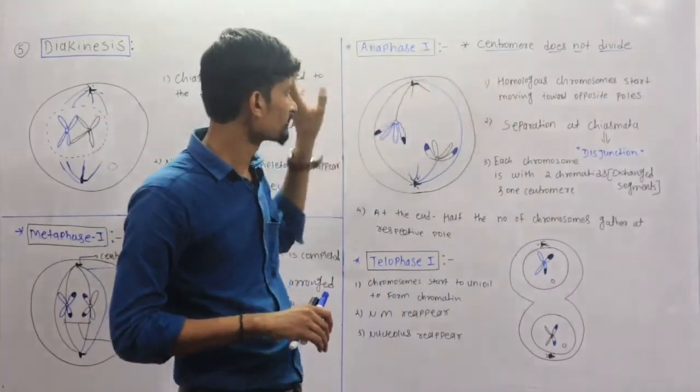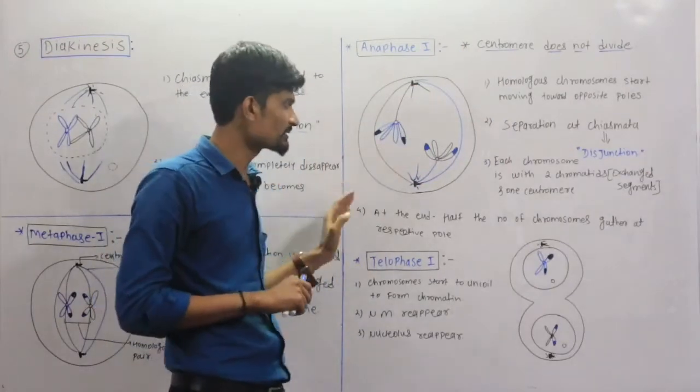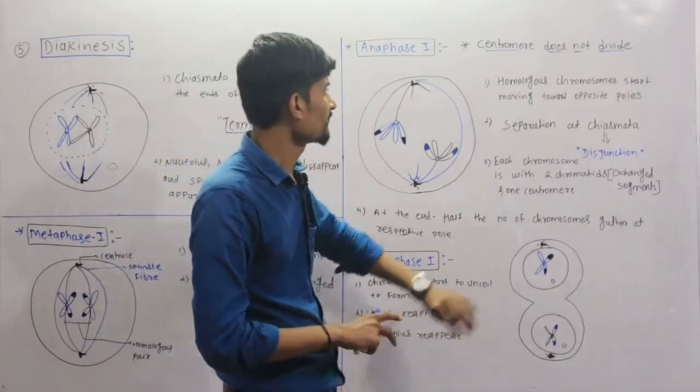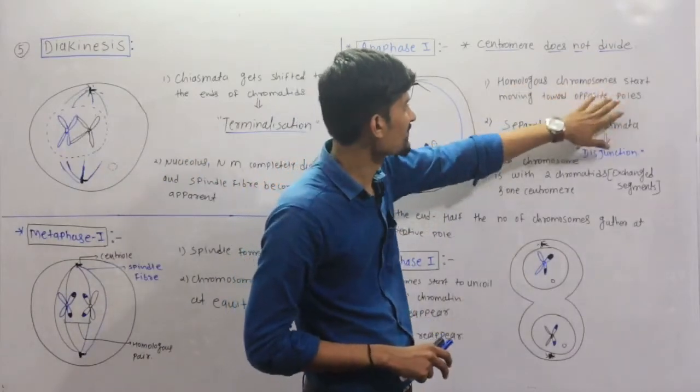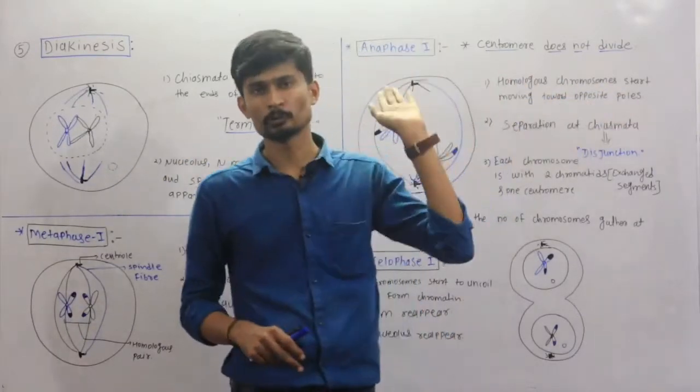Now what happens in the anaphase? We will see there are a total of 4 points. The first one is that homologous chromosomes start moving toward the opposite poles.